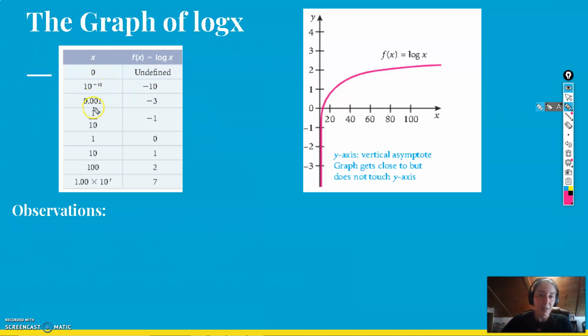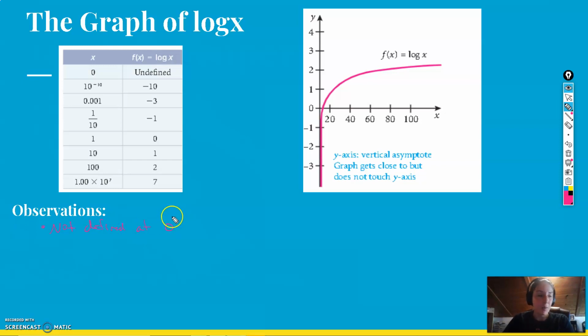So here are some inputs that we've chosen: 0, 10 to the negative 10, 0.001, 1 over 10, 1, 10, 100, 1 times 10 to the 7th. This is also known as 1 million. So notice, first off, when we plug in 0, we get something undefined. That's an observation here. This thing is not defined at 0. In other words, log of 0 does not exist.